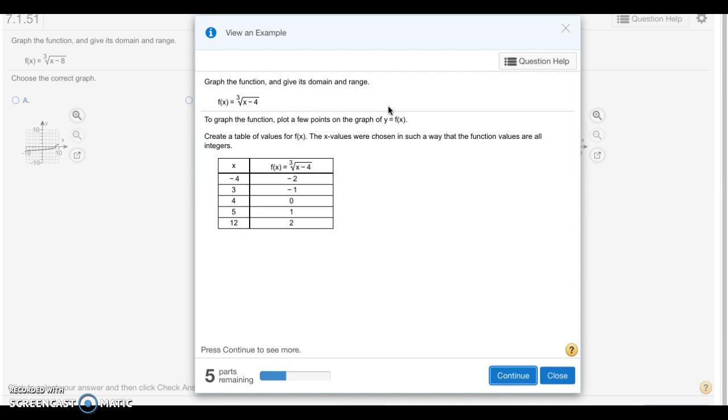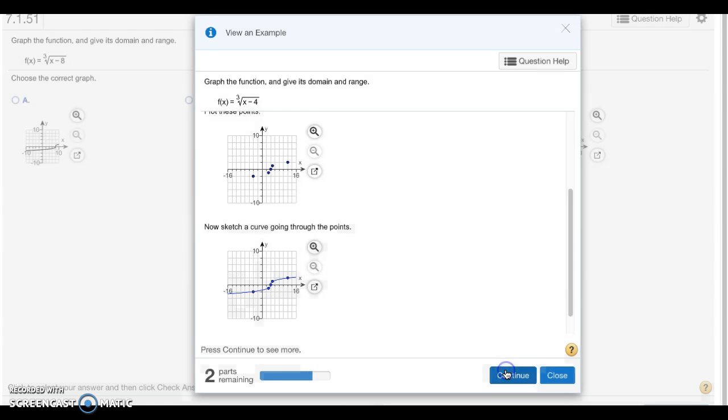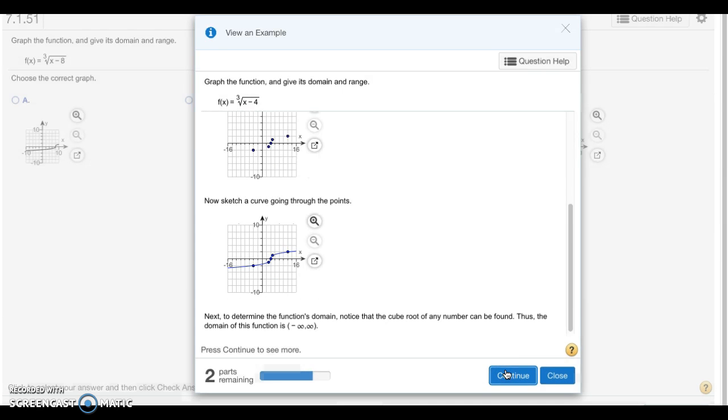But even if you chose 3 points, you might get an idea of what the graph looks like. You can choose 5, you'll get 1. You can choose 12, you will get 12 minus 4 is 8. 8 is 2 to the power of 3. You can take 2 outside of the radical because the power of 3 and the cubic root will cancel. And then you're going to plot them on the graph. -4, -2, right? You're going to plot them on the graph, and then connect the dots to get your curve. And then you're going to determine the domain.